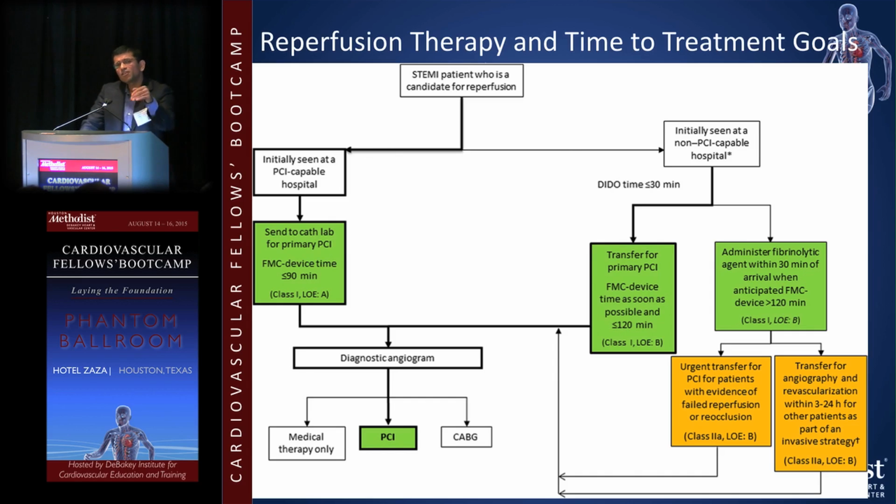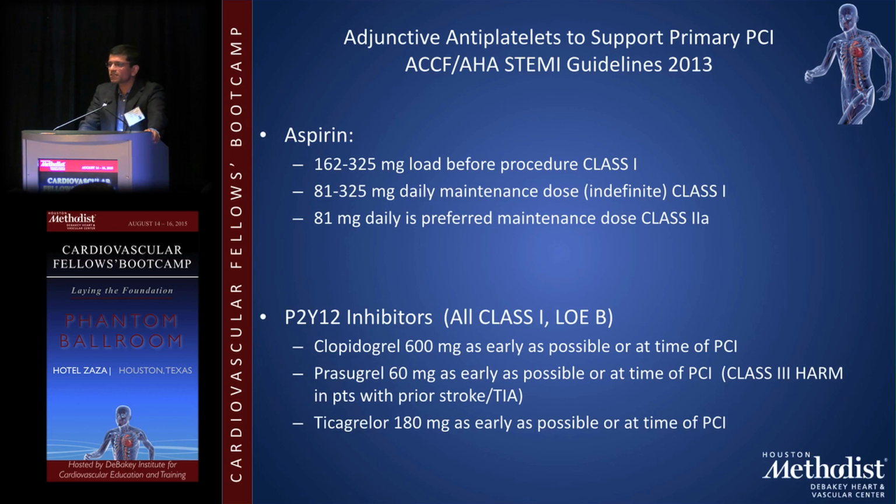And then after you give thrombolytics, you have a class 2A: it's reasonable to transfer pretty much all these patients to a PCI-capable hospital for revascularization within 3 to 24 hours of thrombolytic therapy. And if you have a failed reperfusion after giving thrombolytic, you definitely have to urgently transfer these patients as soon as possible to a PCI-capable hospital for angiogram and reperfusion. Failed reperfusion means that within 90 minutes of giving thrombolytic therapy, you still have less than 50% resolution of ST segment elevation. Or if it resolved and then came right back, then obviously you have a recurrent MI and you have to transfer these patients.